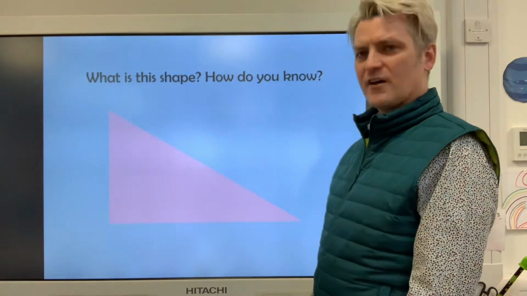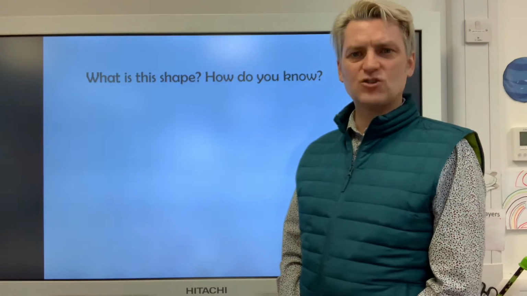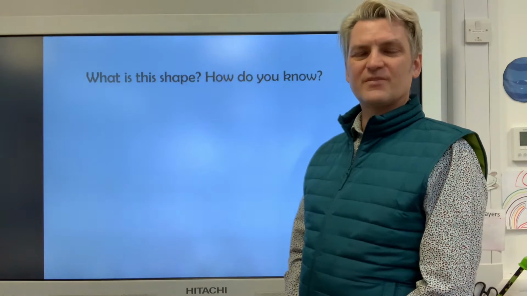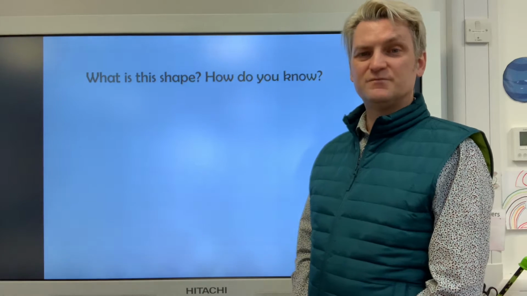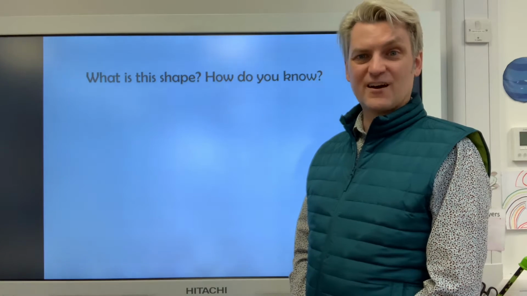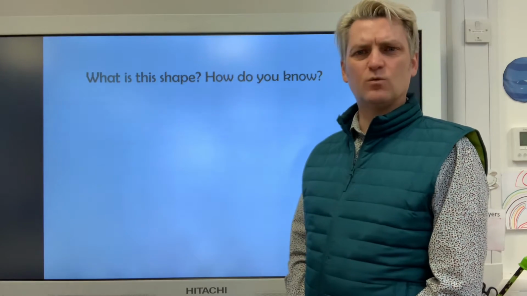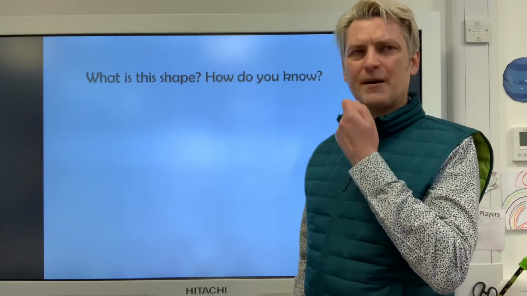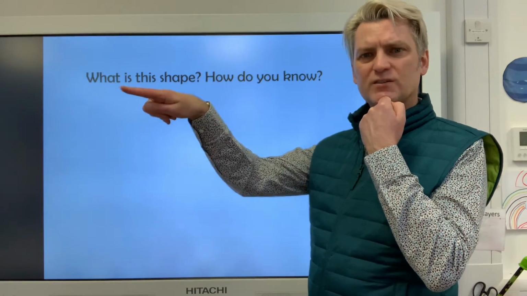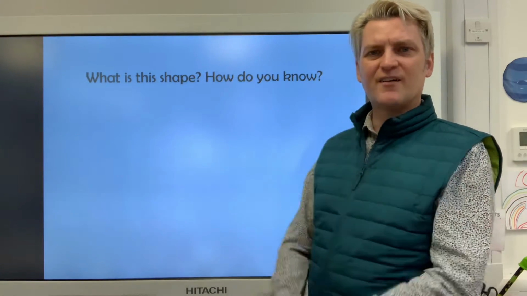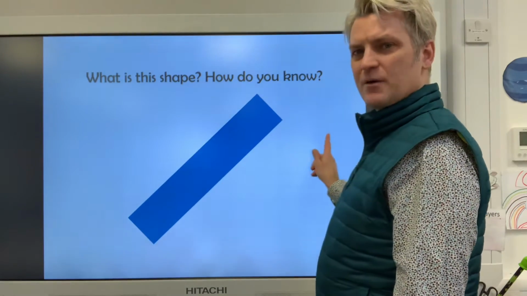Now, have a look at this shape and it's gone. What was the name of that shape? That's right, it's a triangle. And what can you tell me about a triangle? 3 sides and 3 corners. Well done. And those sides, oh, what was that special word about the sides? Does it go like this? Or is it like that? They're straight sides, aren't they? Well done.